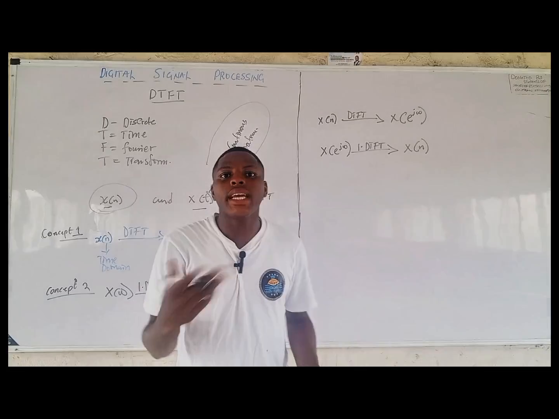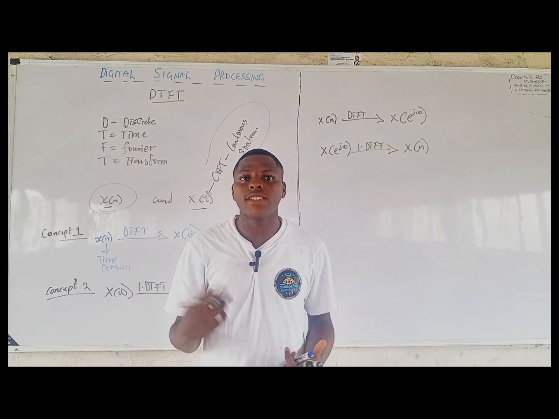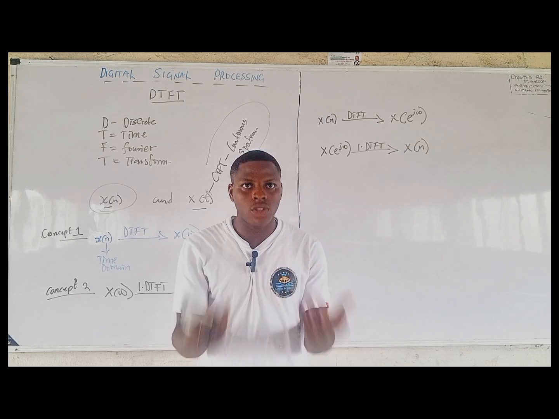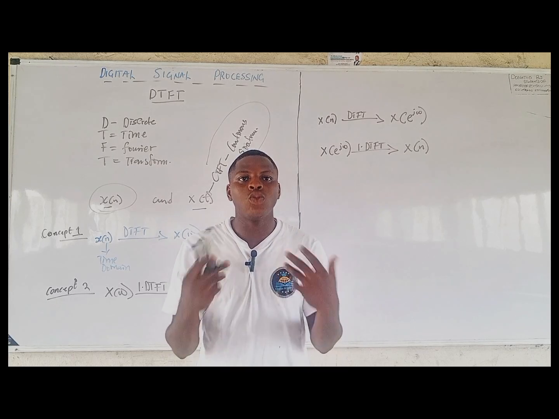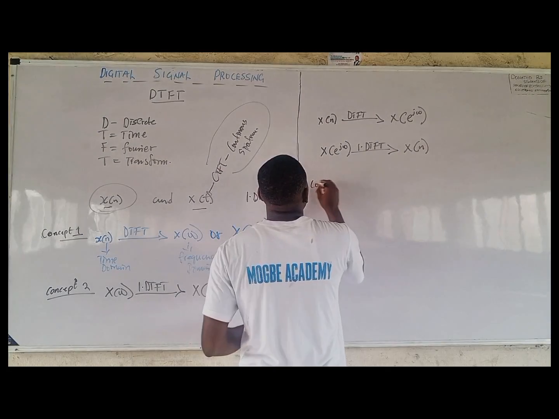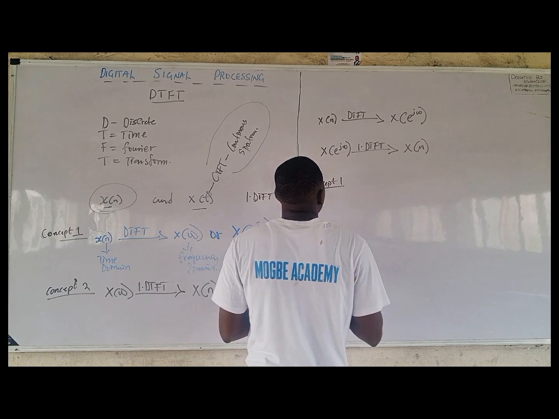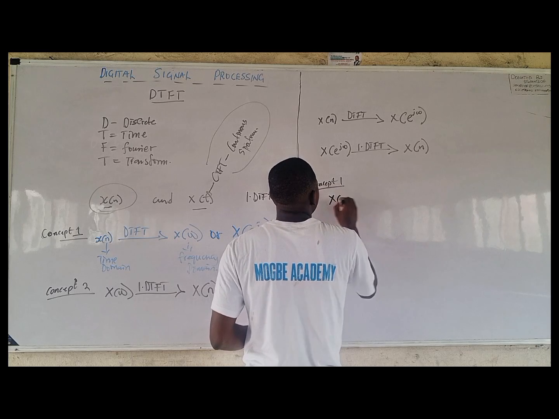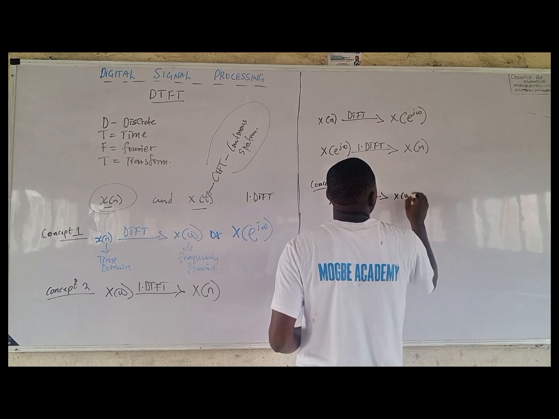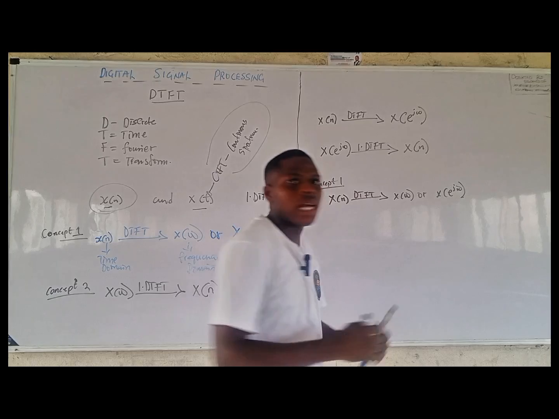Are we together? Basically, we've been talking about the concept of DTFT. We've gotten the first concept and the second concept. Now what should come to your mind is, when getting the first concept, what equation are you supposed to use to get your frequency domain? Concept one was s[n], applying DTFT to get your frequency domain, or S(e^jω). These two are our frequency domain.